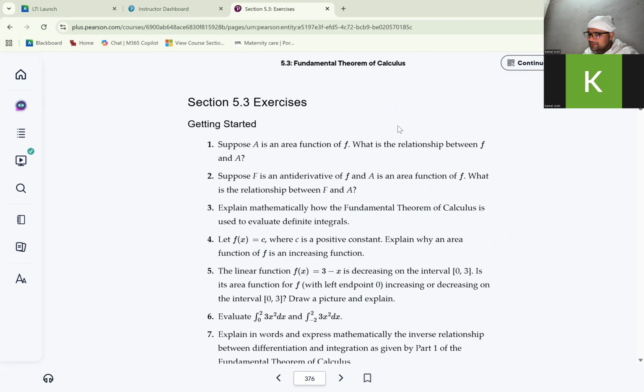If f is a constant function, explain why the area function is an increasing function. That is the question, okay? So you would think that's kind of obvious, right?